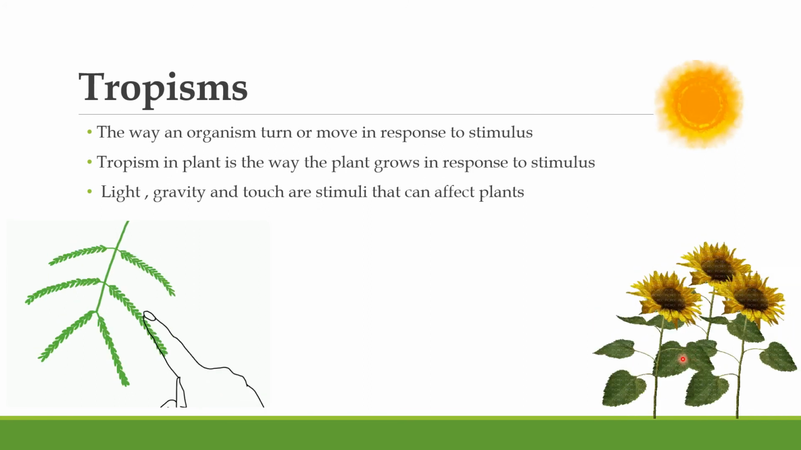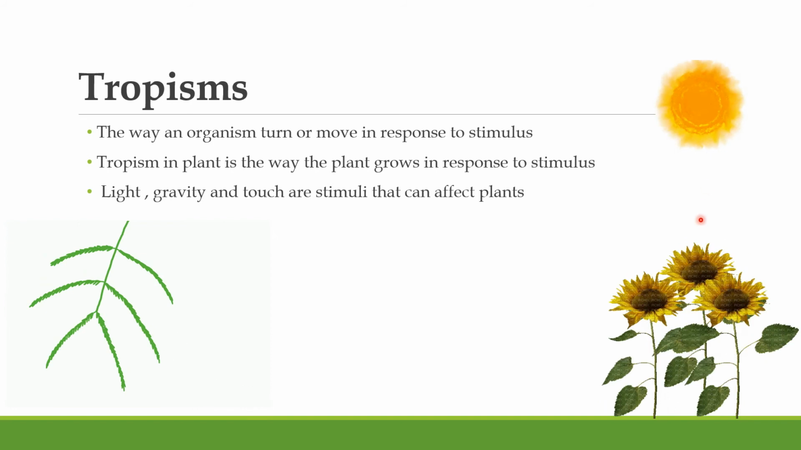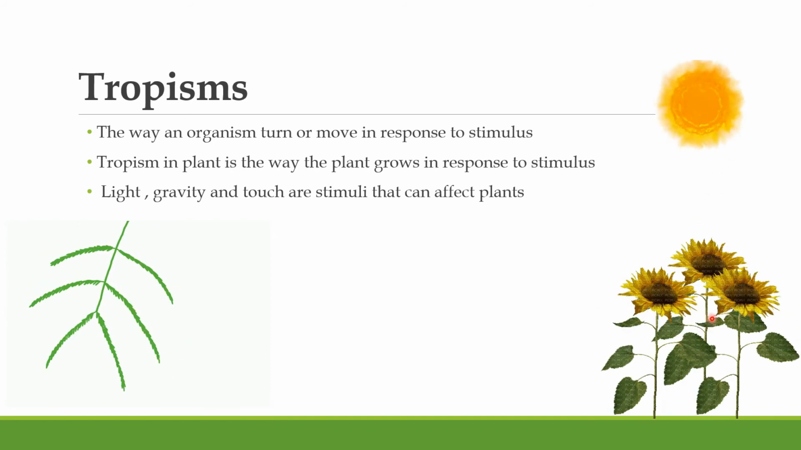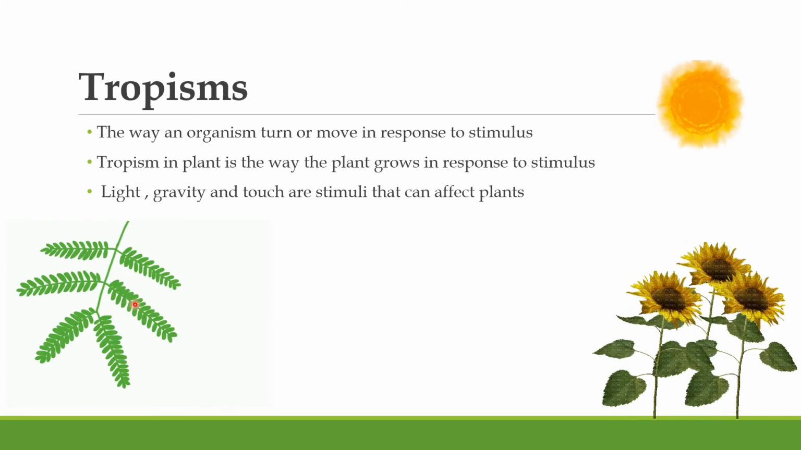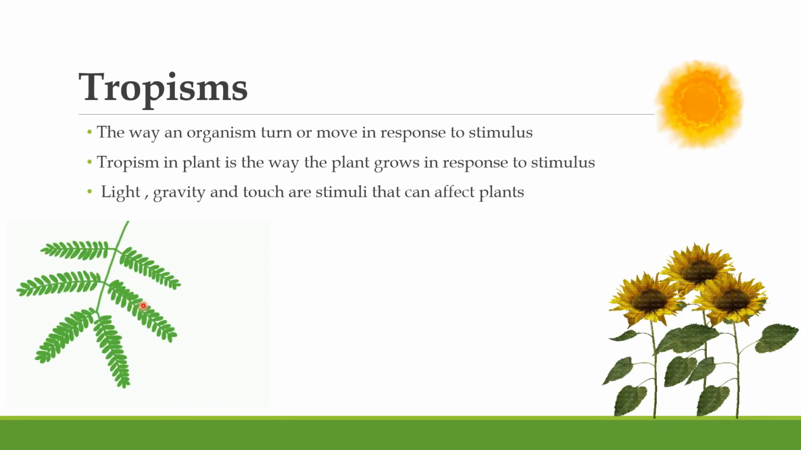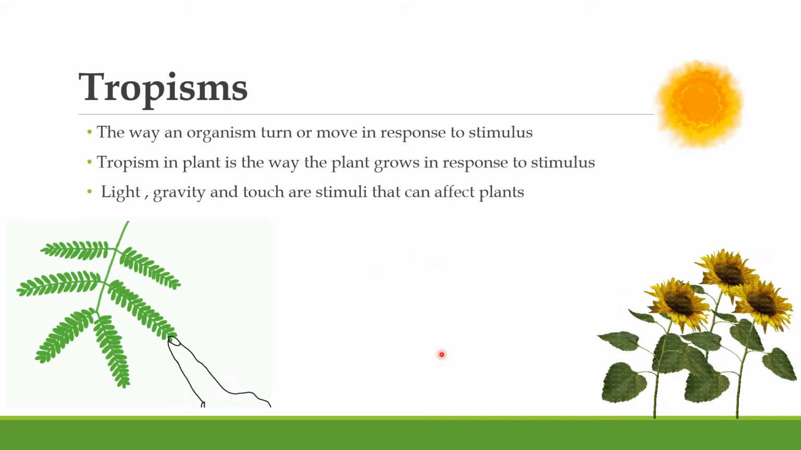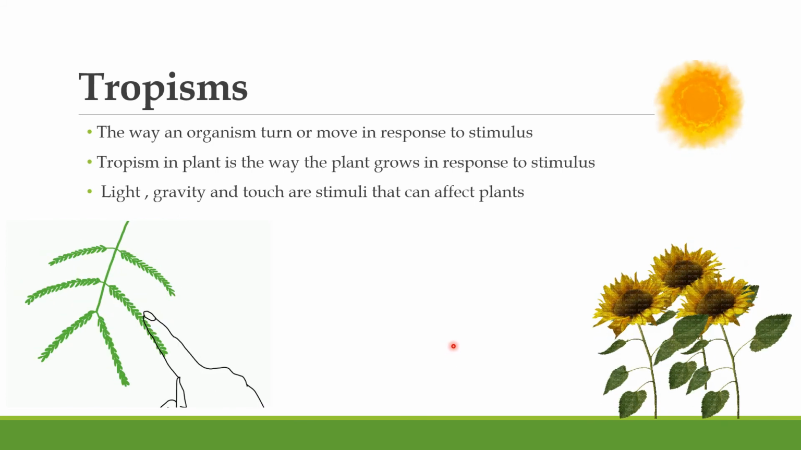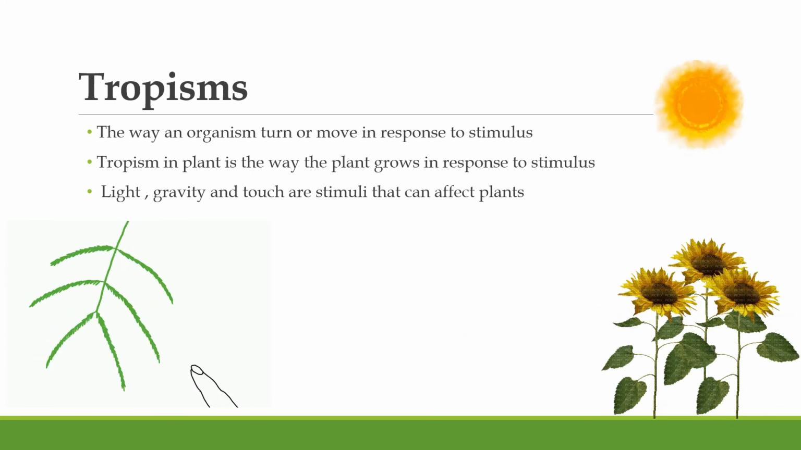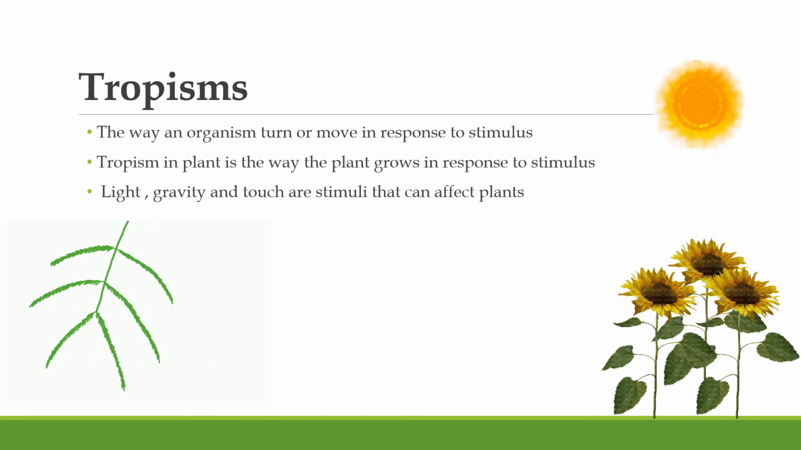Some plants grow towards the direction of the light. That's a stimuli. Some plants close when there is a touch, right? Some plants grow taller depending on the gravity, right? Okay, so tropism means an organism turns or moves in response to stimulus.